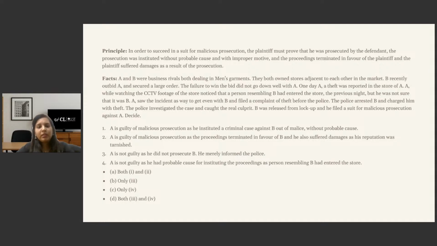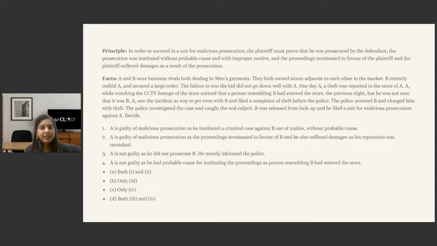While you see here, A and B were business rivals who were dealing in men's garments. They both owned stores adjacent to each other in the market. B recently outbid A and secured a large order. The failure to win the bid did not go well with A. One day, a theft was reported in the store of A.